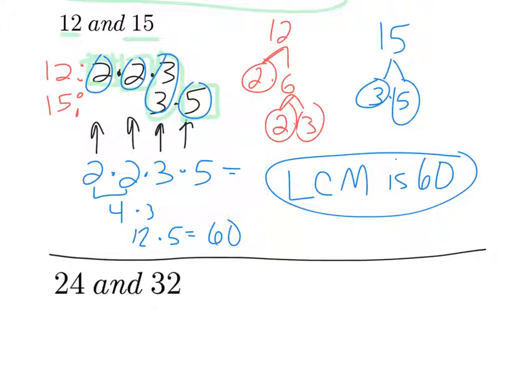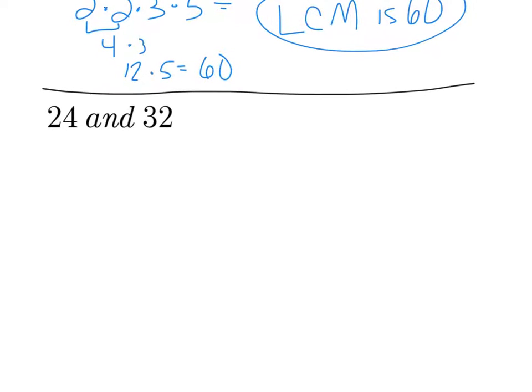Okay, let's look at the example 24 and 32. So 24 and 32, I'll go ahead and write out the prime factorizations for those. So I'm going to write down 24, 32. I'll pause for a second and let you guys write the prime factorizations for 24 and 32.